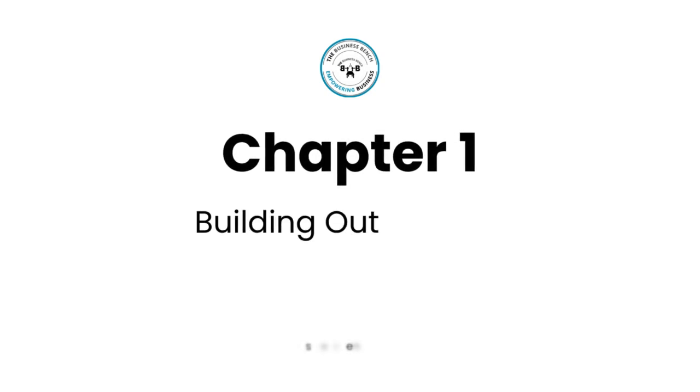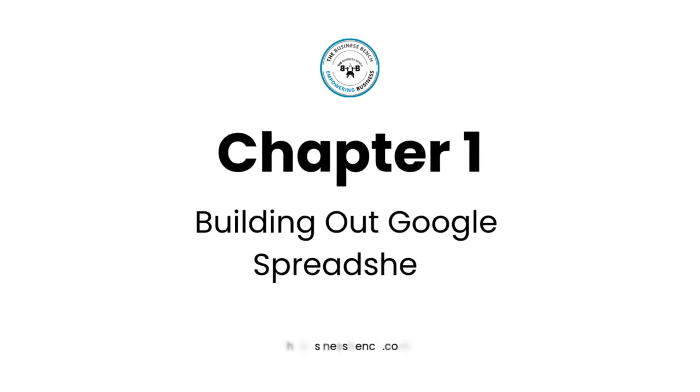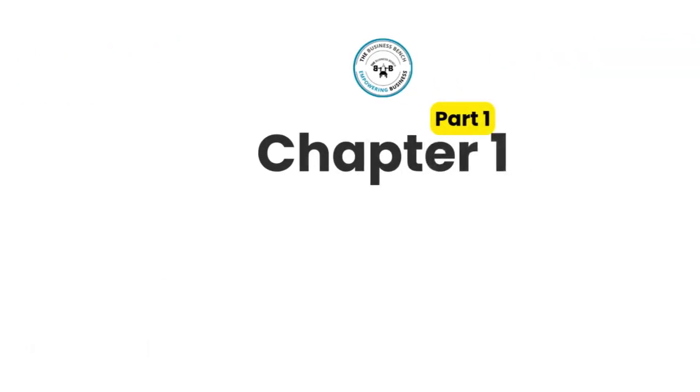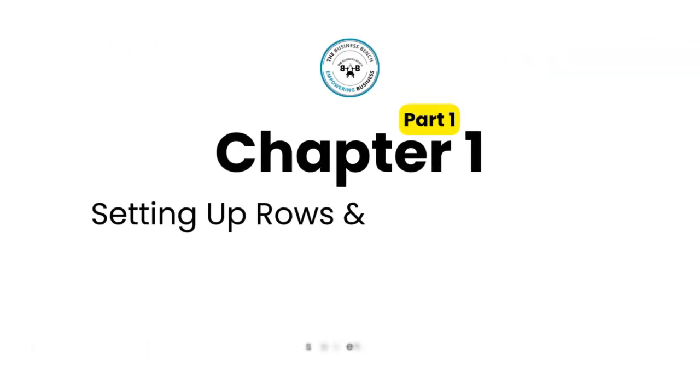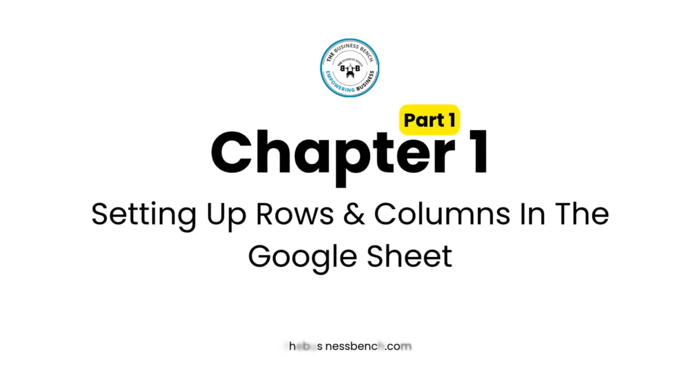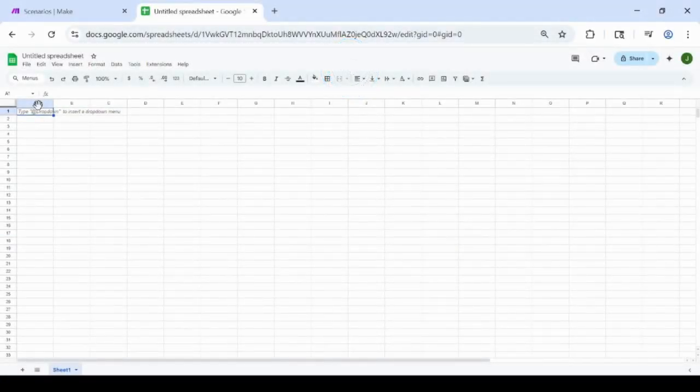Chapter 1. In this chapter, we will start building the Google spreadsheet by filling in the columns and rows accordingly. Chapter 1. Part 1. This part will be focused on filling in the names of each column with what we want to name them. Create a new Google Sheet.